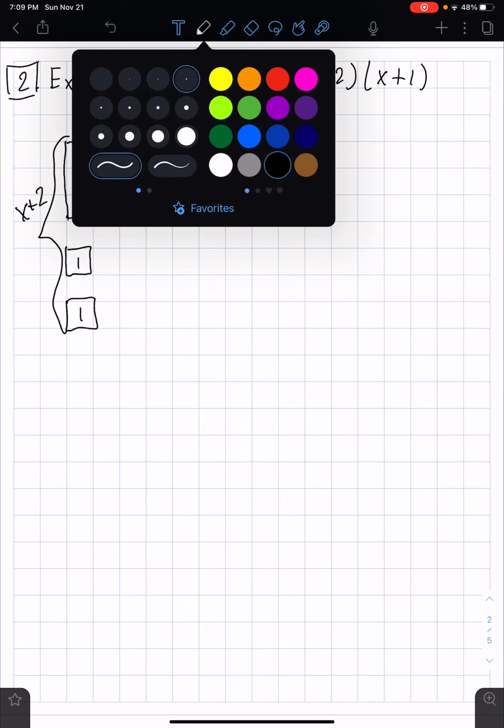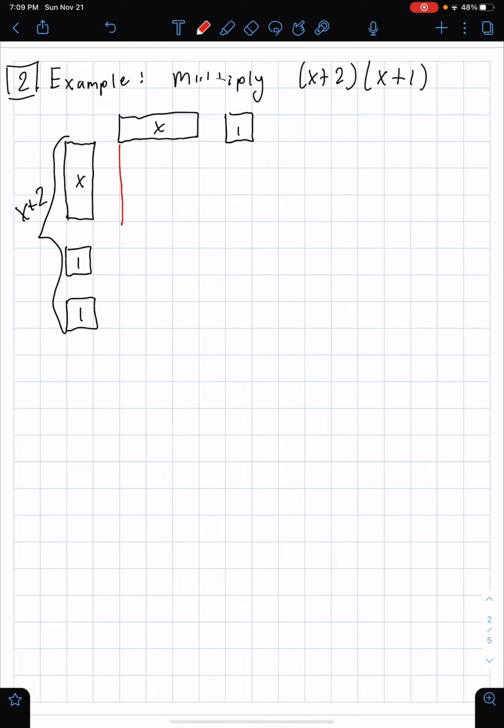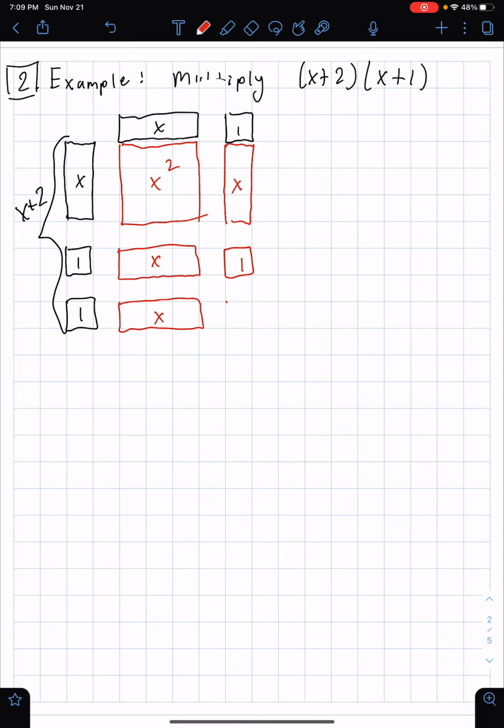So now we have this big box, x and x, which is x squared. And we'll do that all throughout. 1 times x is x. Similarly here, 1 times x is x. 1 times 1 is 1. 1 times x is x. And lastly, 1 times 1 is 1. So now we can just add up all the boxes. So we have x squared plus 3x plus 2. And this is what we get when we multiply x plus 2 times x plus 1.